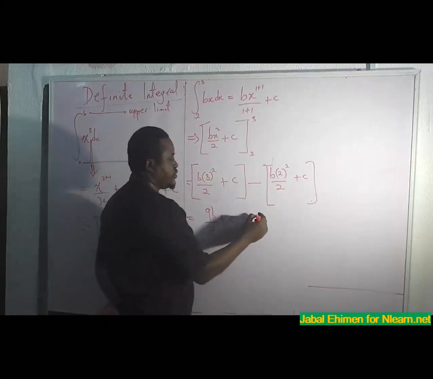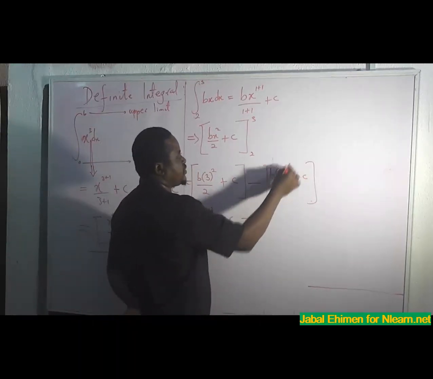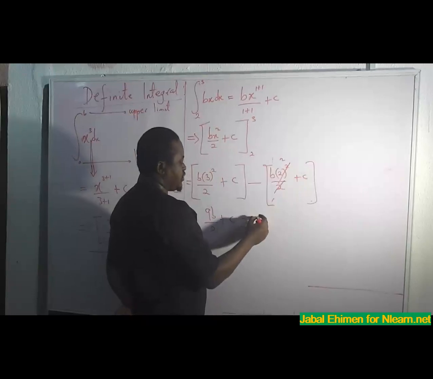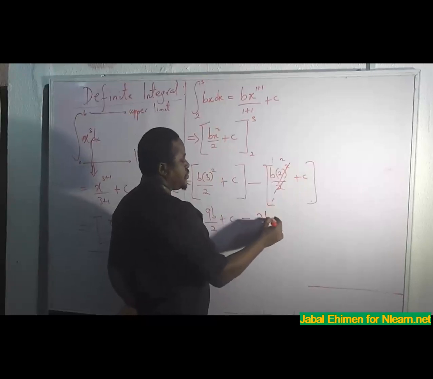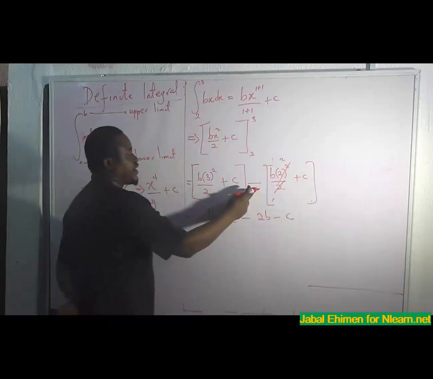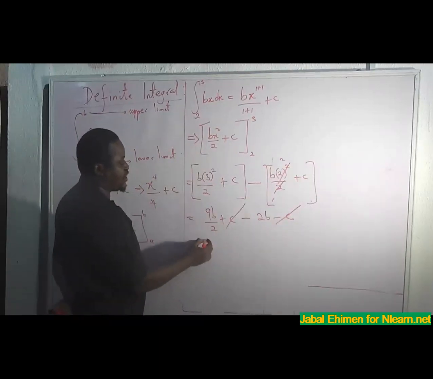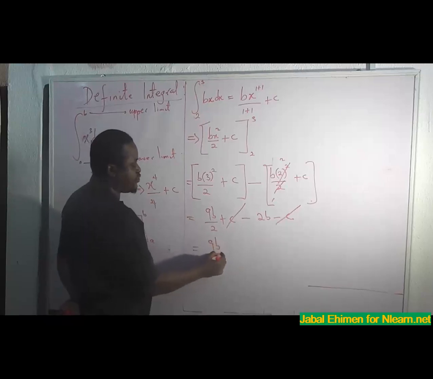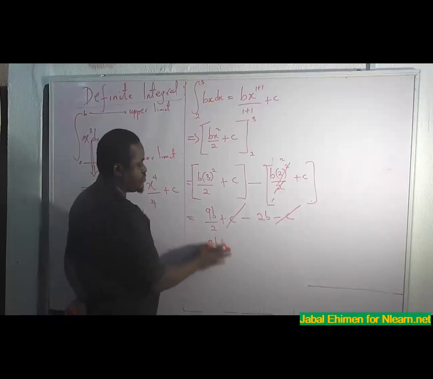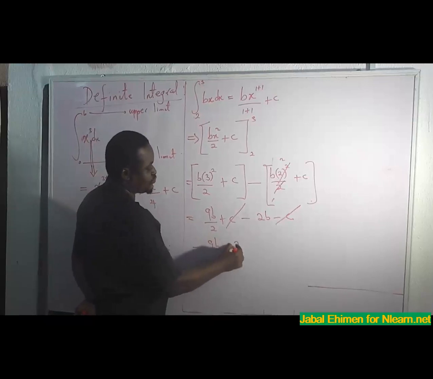This becomes, 2 here, 1. There's a 2 here, we'll be left with 2. That's 2b minus c. So if you open the bracket with minus, you have minus this, minus that. So this minus cancels this minus. So what we'll be left with is 9b over 2 minus 2b.